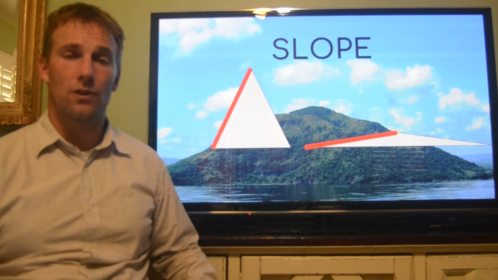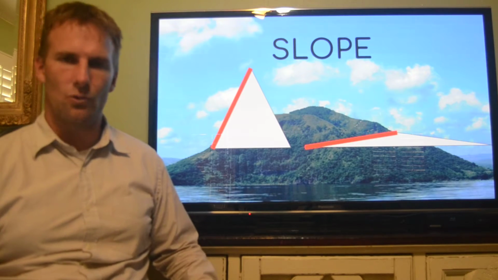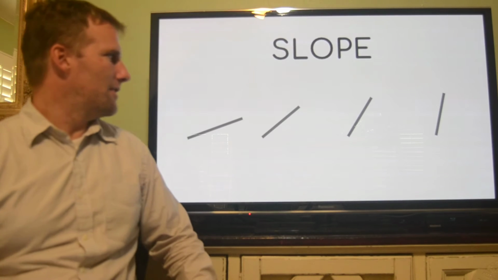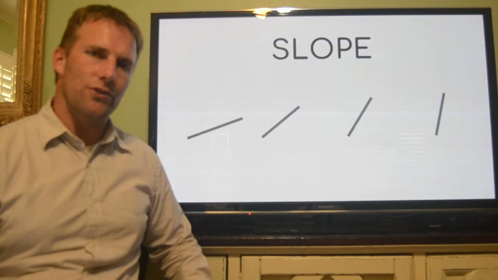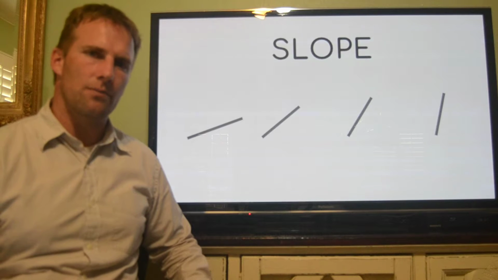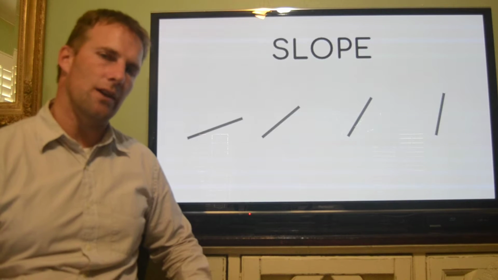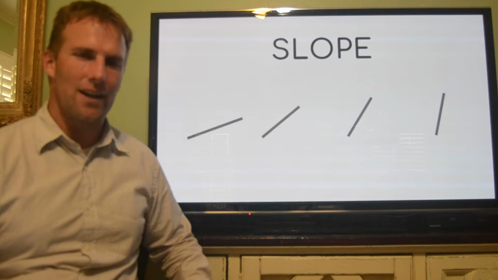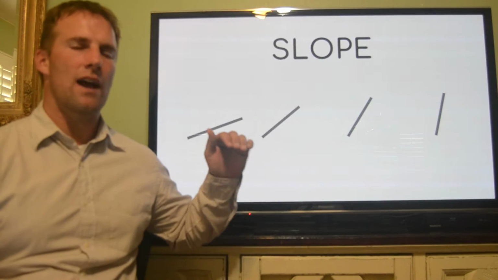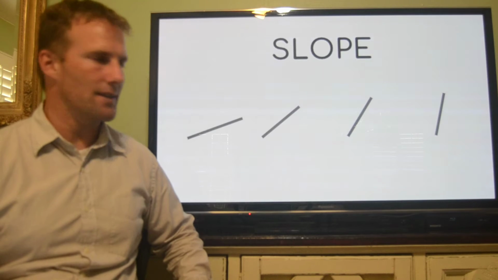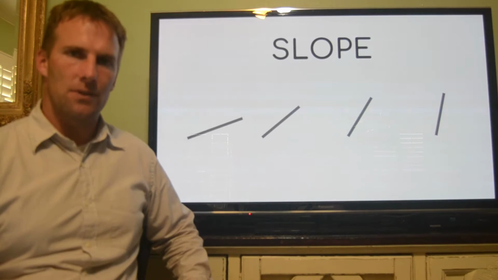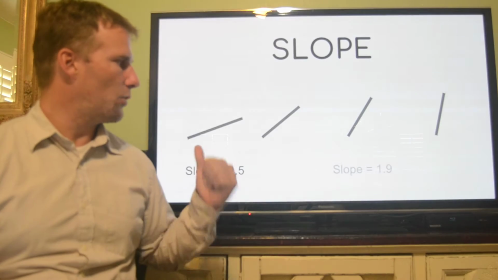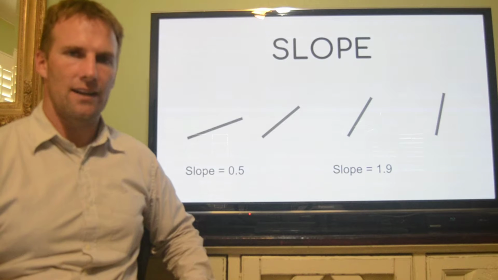The nice part about slope though, we can actually assign numbers to it and get more specific. And that's what we're going to do next. Look at these four lines. There's a specific order to them from left to right. What do you notice about their steepness or their slope from left to right? That's right. They are getting more steep or having higher slopes as you go left to right. And we talked about how you can have specific numbers for slope. So I'm going to give you two of the slopes. This line is 0.5. This line is 1.9.